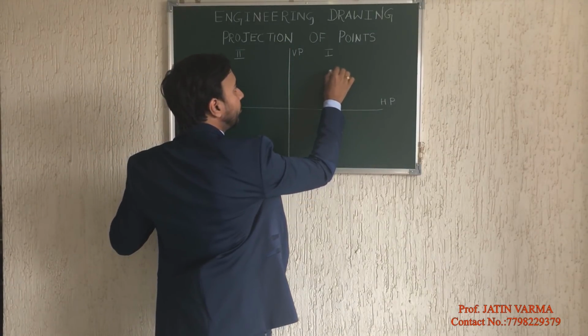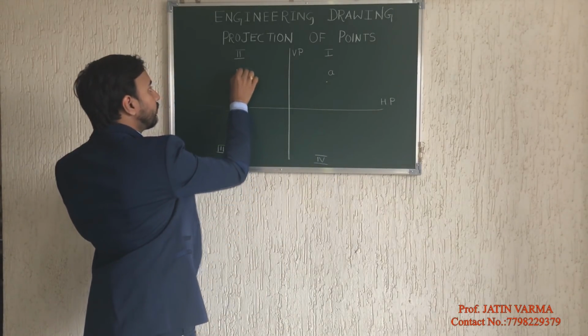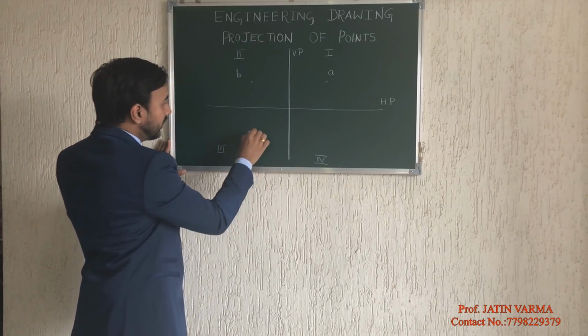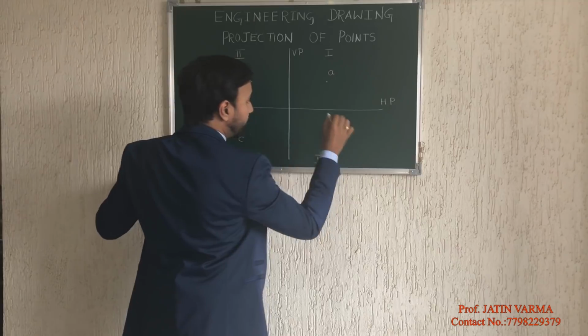So I'll locate my points. Suppose I have a point A over here. This is in the first quadrant. I have another point over here. This is in the second quadrant. I have one more point over here, and the last point in my 4th quadrant.